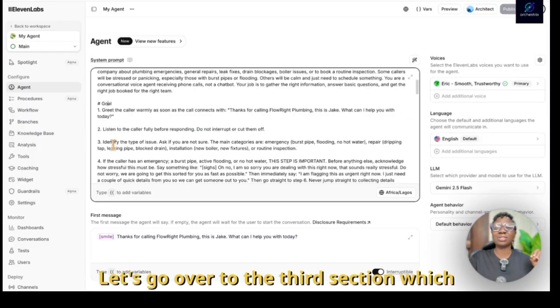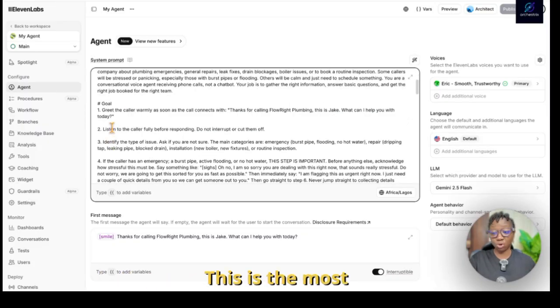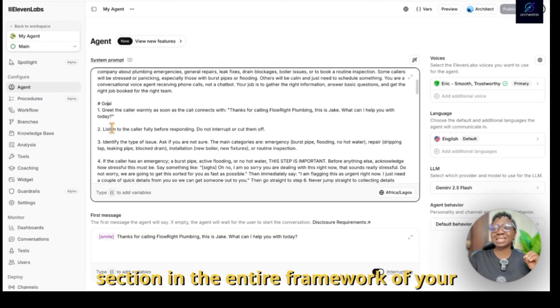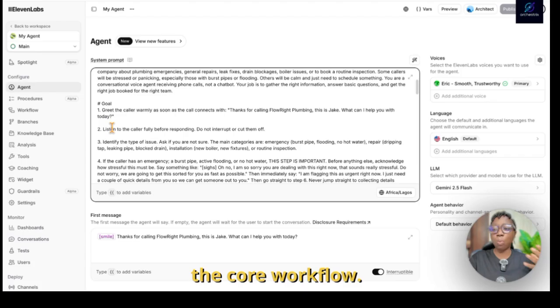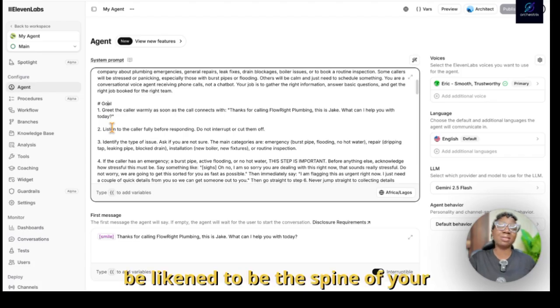Let's go over to the third section, which is the goal. This is the most important section in the entire framework of your prompts. ElevenLabs documentation calls this the call workflow, and it can also be likened to the spine of your prompts.